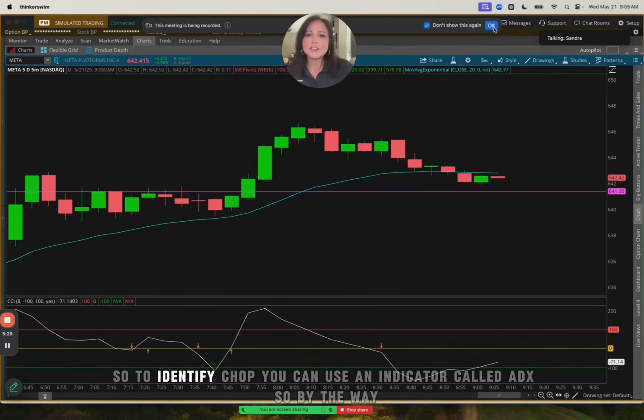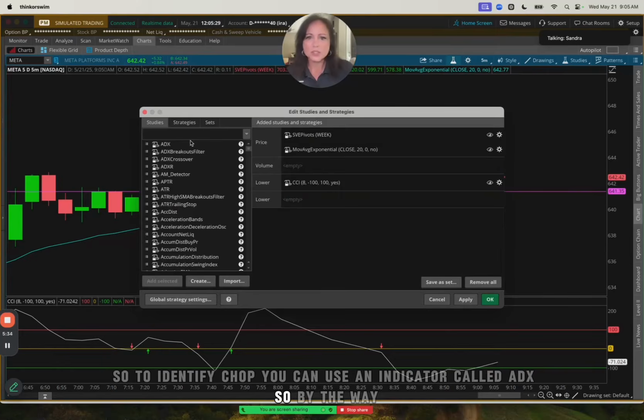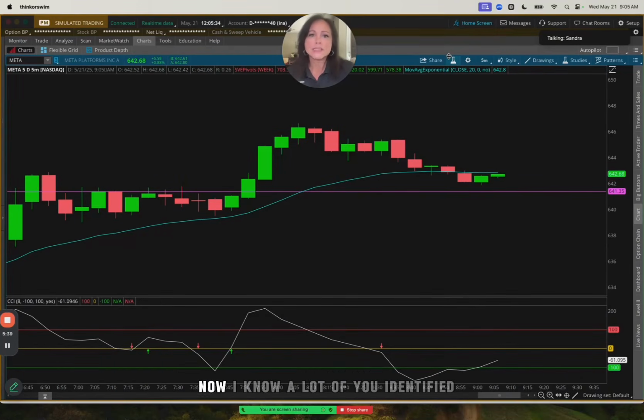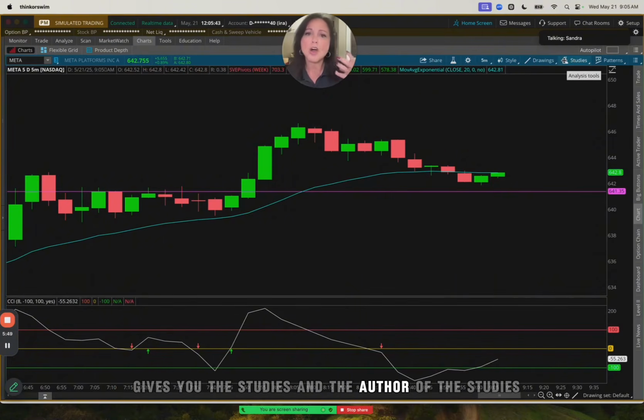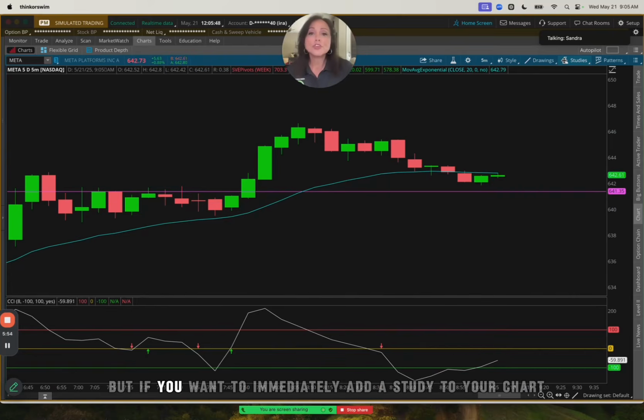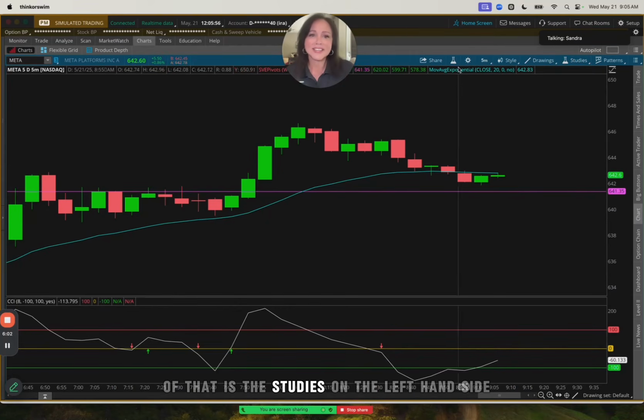So to identify chop, you can use an indicator called ADX. By the way, let me go slow. What you're going to do is go to your hourglass. Now, I know a lot of you identify there's an hourglass here that says studies, and there's an hourglass here. This one right here gives you the studies and the author of the studies in an indexed manner. But if you want to immediately add a study to your chart, the easiest and quickest version of that is the studies on the left-hand side.